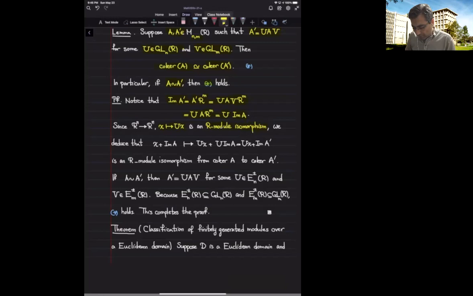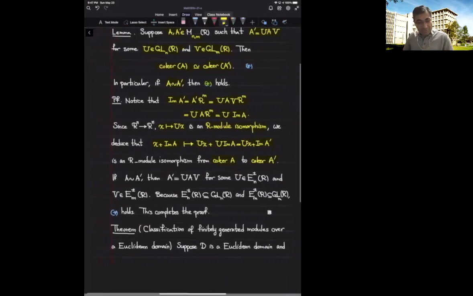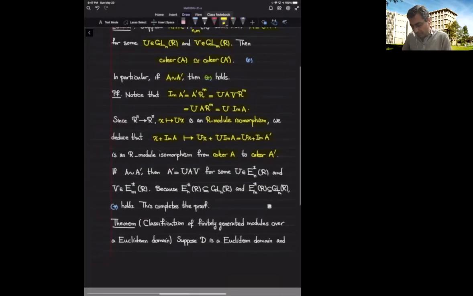What do I mean by that? Now if I apply this U to the coset that's represented by X, this element belongs to the co-kernel of A. Now I'm applying U to this element of the co-kernel of A, and where does it go? It goes to UX plus U applied to this submodule. But U applied to this submodule is the image of A prime. So I'm getting UX plus the image of A prime, an element of the co-kernel of A prime. So I'm getting an R module isomorphism from the co-kernel of A to the co-kernel of A prime. So I'm showing that these co-kernels are isomorphic as we wanted.